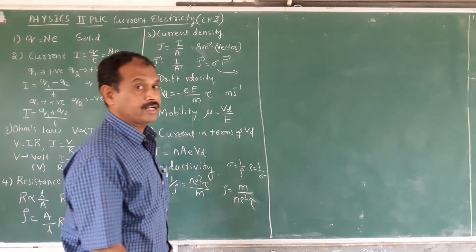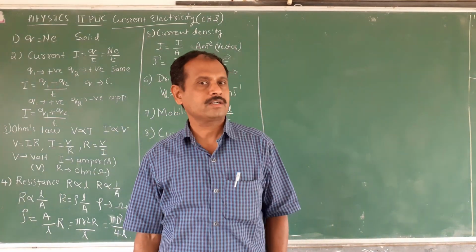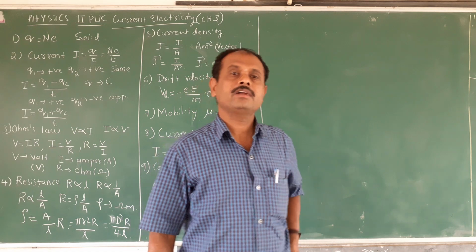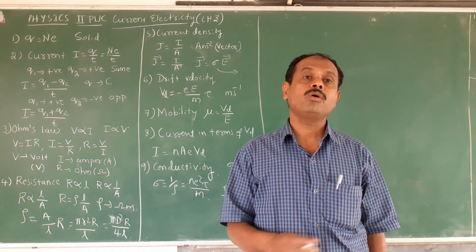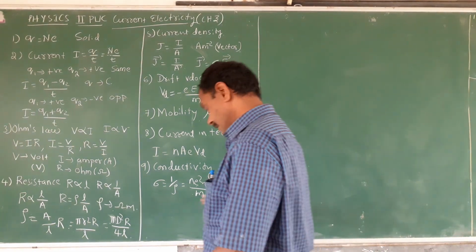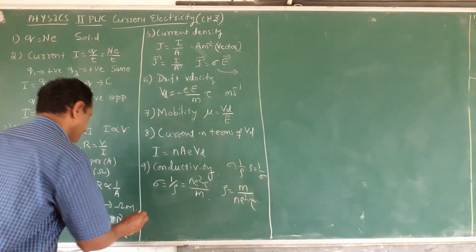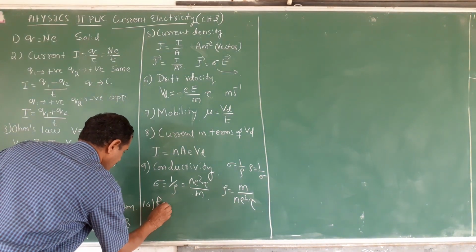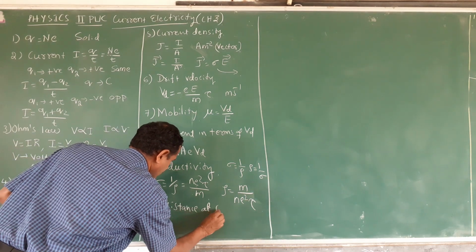And resistance and conductance: conductance is the reciprocal of the resistance. The SI unit of conductance is Siemens. But the SI unit of conductivity is Siemens per meter, or you can say mho per meter. That is the SI unit of conductivity. Yes. Resistance at certain temperature.